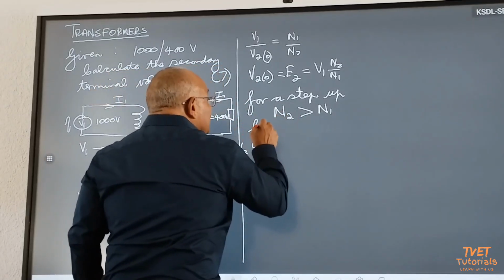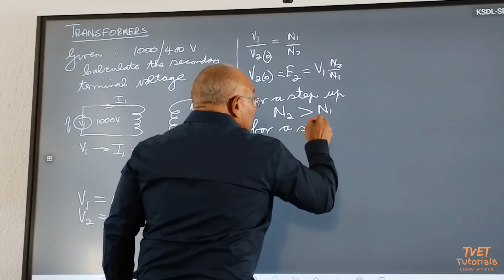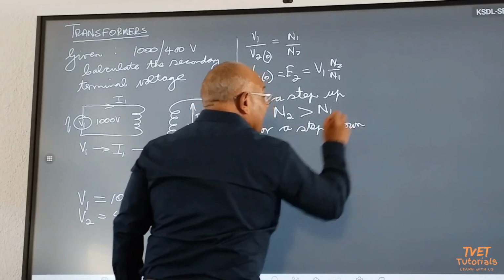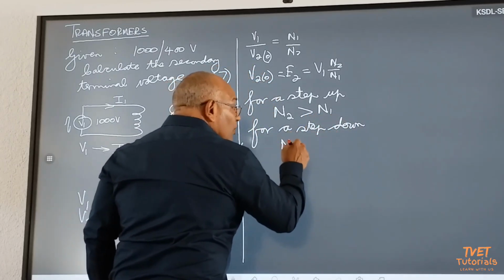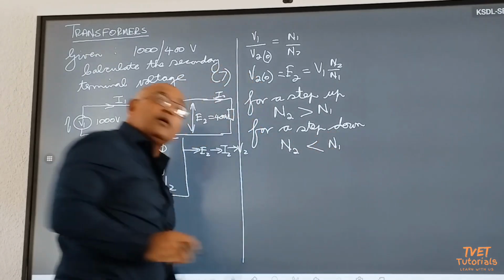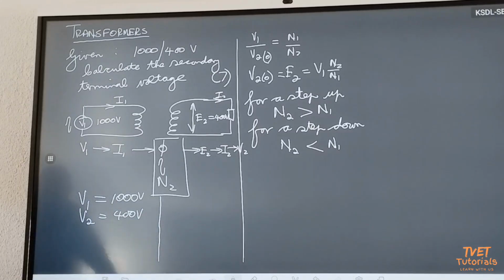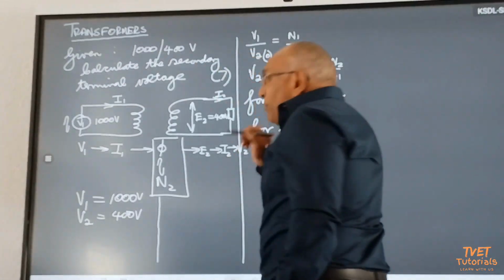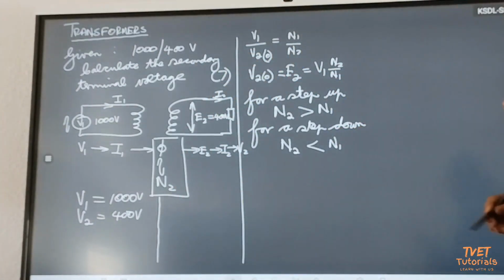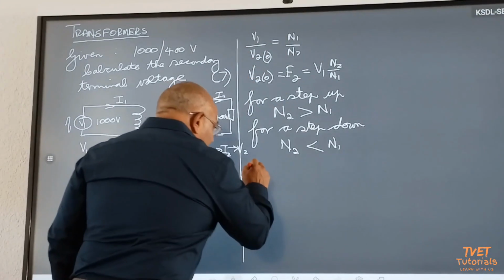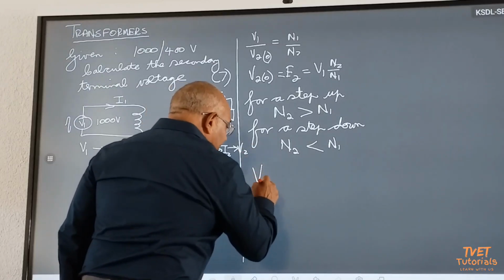If I want to create or build a step down, what must happen here? N2 must be less than N1. Please take note, colleagues, that the number of turns is influencing the open circuit voltage. It's got nothing to do with the secondary terminal. Now, the question arises, how am I then going to find that V2? How do I find it? There's a formula. Its derivation is there in the book, which says V2.